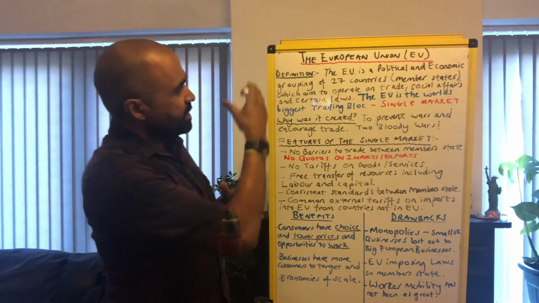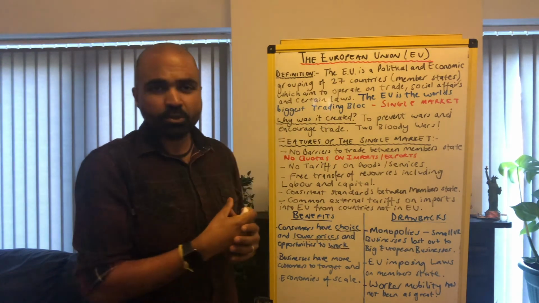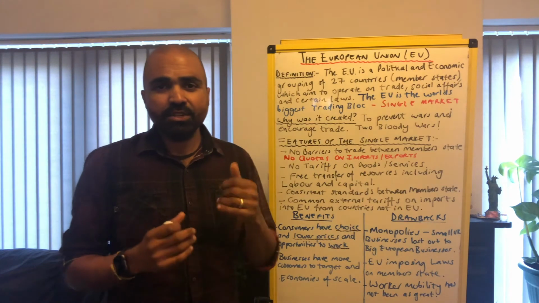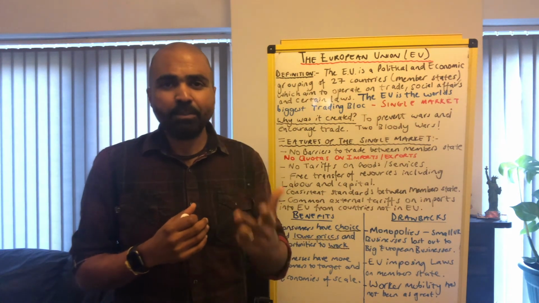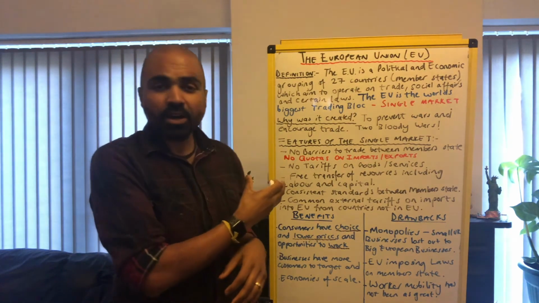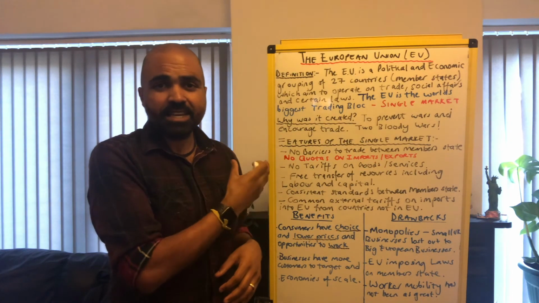So that is the European Union. I've given you the definition. I've talked to you about why it was created in terms of not wanting wars, giving you the key features, if you remember: free movement of people, free movement of goods, free movement of capital. These are some of the key features of the European Union being the single market. And remember, the single market is a trading bloc, and it's the biggest in the world.